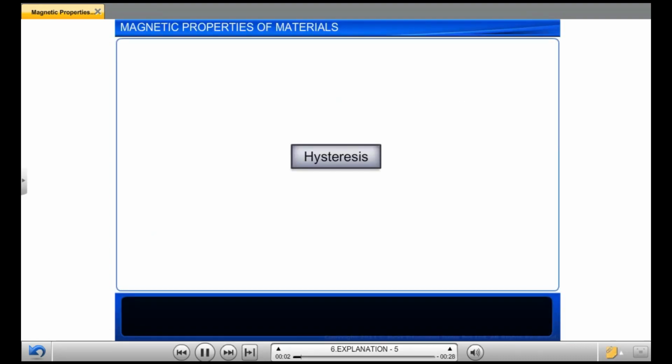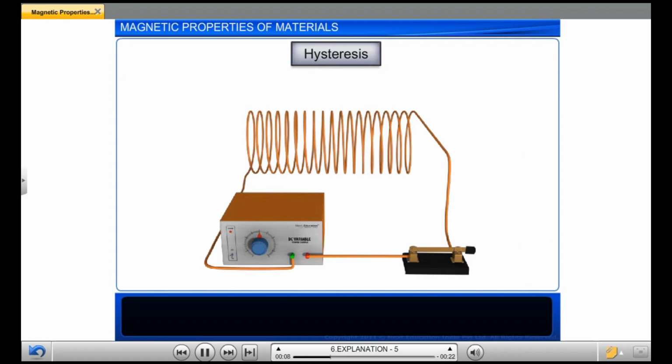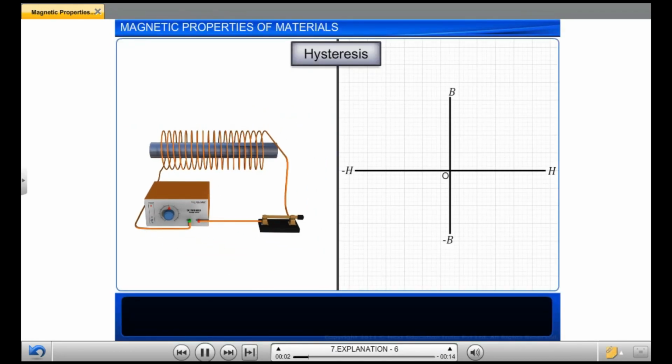Let us now discuss about hysteresis of a ferromagnetic substance. The relation between the magnetic field induction B and the magnetic intensity or applied magnetic field H is complex and is often non-linear. To understand this, consider an unmagnetized ferromagnetic material in the core of a current-carrying solenoid. Let us see the magnetic behavior of the ferromagnetic material through one cycle of magnetization by plotting a graph with H on the x-axis and B on the y-axis.